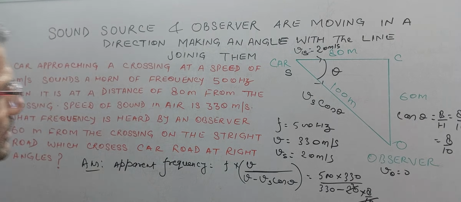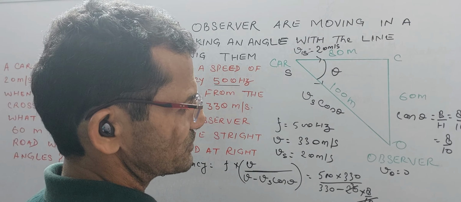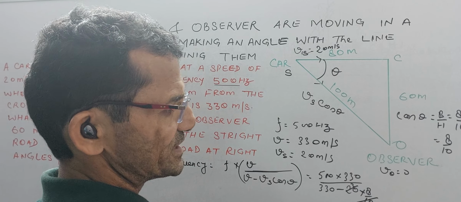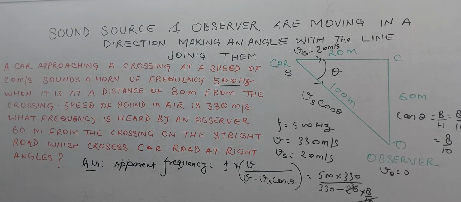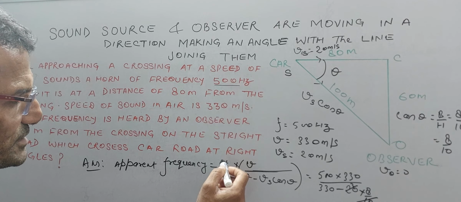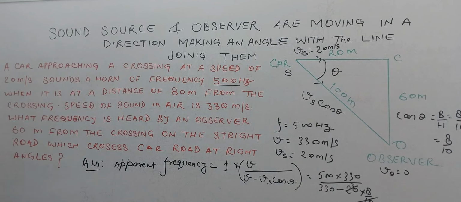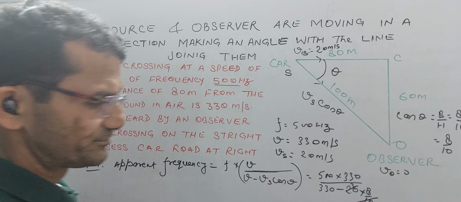You look here, our original frequency is 500 and the apparent frequency which appears to the observer is 525.5 hertz. So the apparent frequency is more than the original frequency. In this way, by using simple calculations and the concept, we can easily find the apparent frequency heard by the observer. That's all.